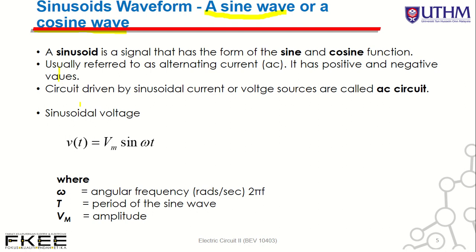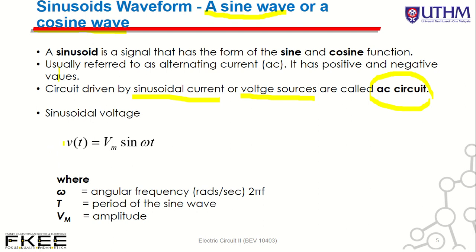Okay, so circuit driven by sinusoidal current or waveform sources, we call it AC circuit. What is the meaning of AC circuit? Okay, circuit that driven by sinusoidal current or voltage sources.